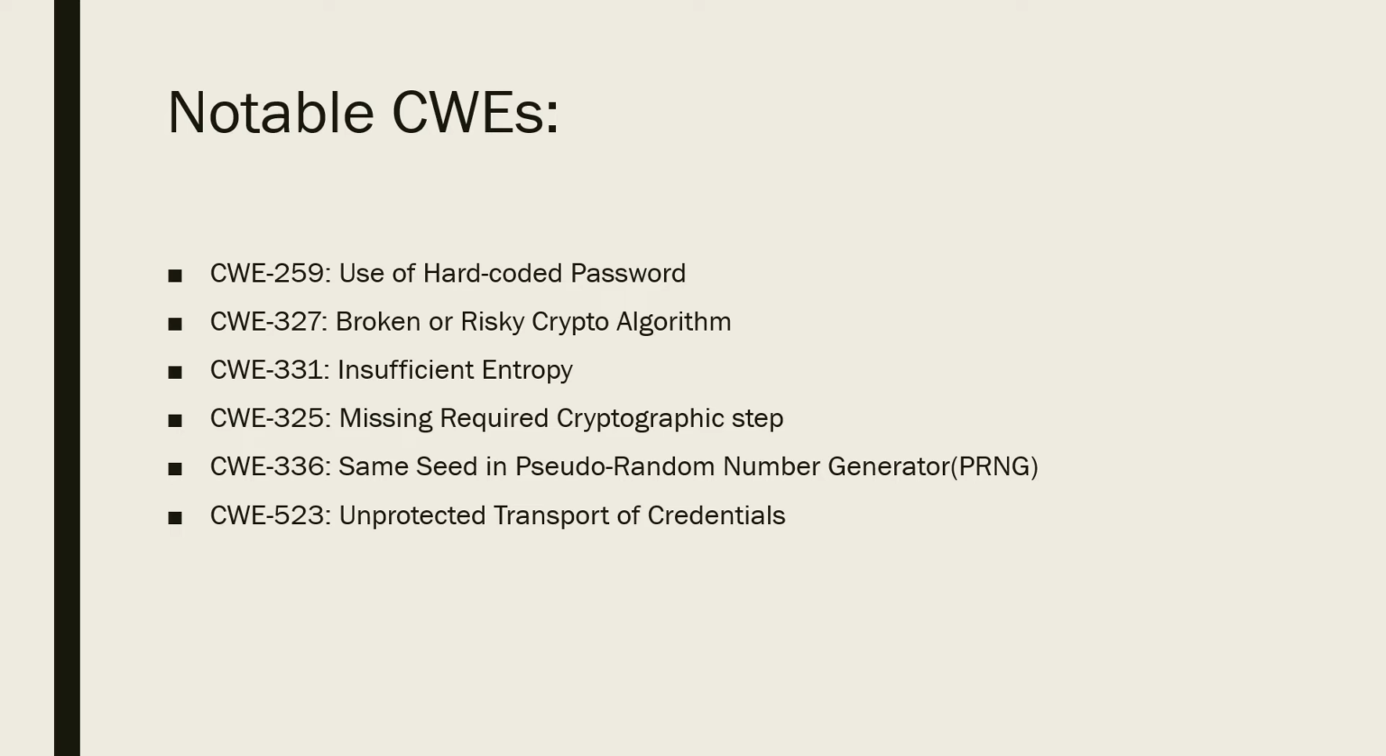327, broken or risky crypto algorithm. Insufficient entropy. 331. 325, missing required cryptographic step. 336, same seed in pseudo-random number generator. 523, unprotected transport of credentials. Feel free to go to their website and look these CWEs up by their numbers for more information.